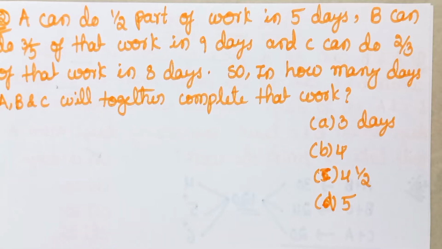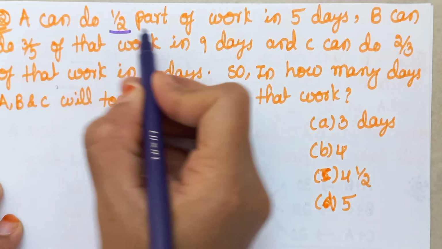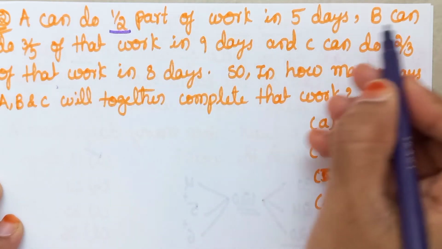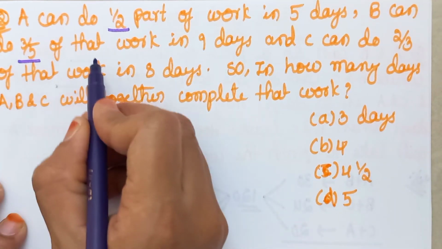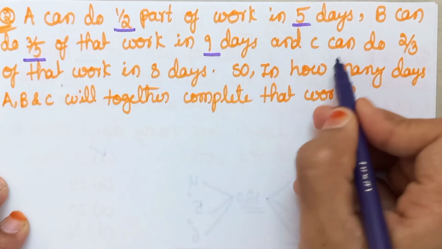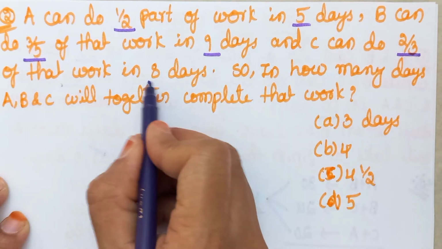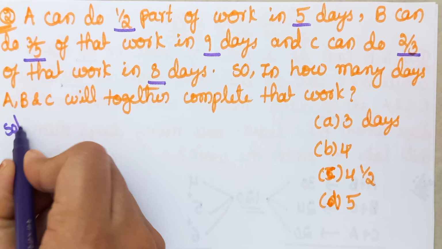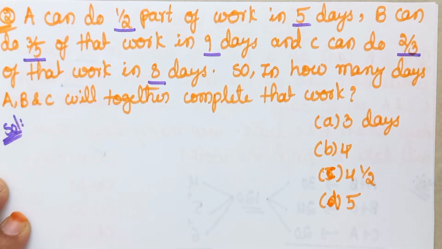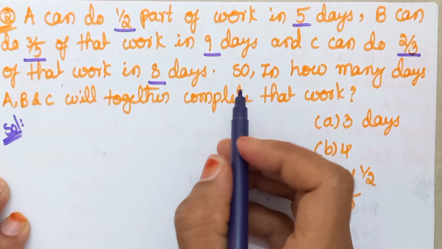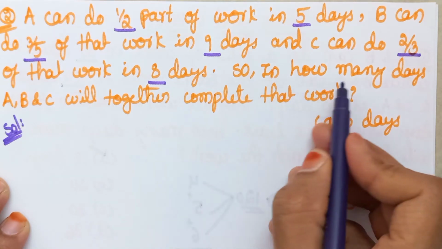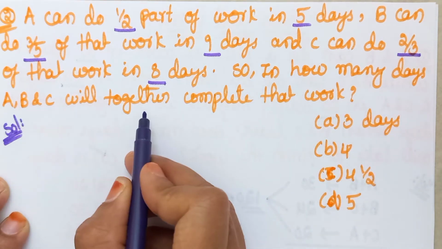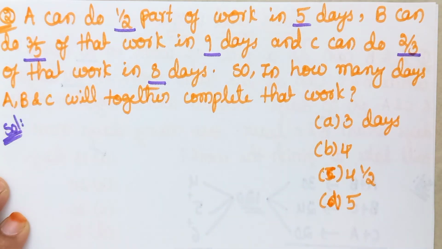So, for the next example, A can do half part of a work in 5 days and B can do 3 by 5 of that work in 9 days and C can do 2/3 of that work in 8 days. Don't think that this problem is very difficult to solve. It is very simple. I will show you how. What did they ask to find? In how many days will A, B and C together complete that work? That was the question asked.